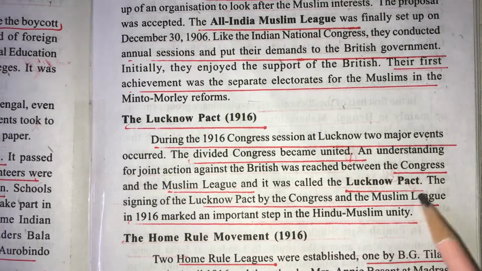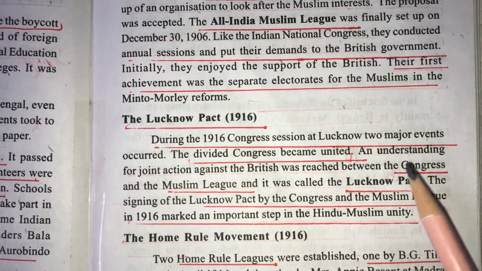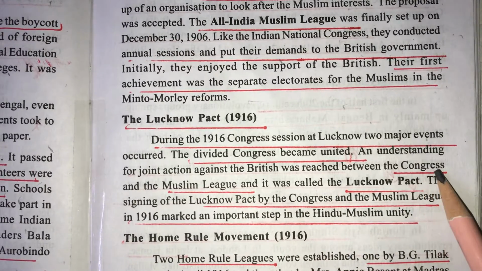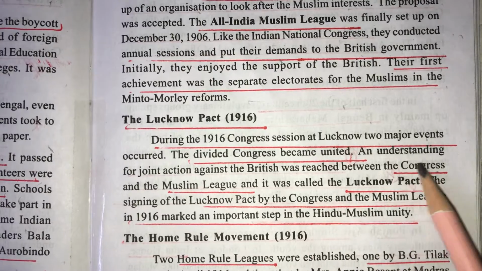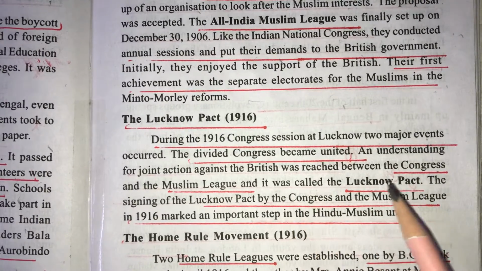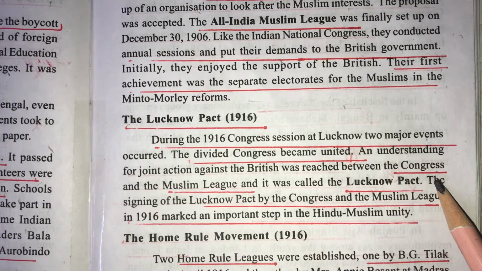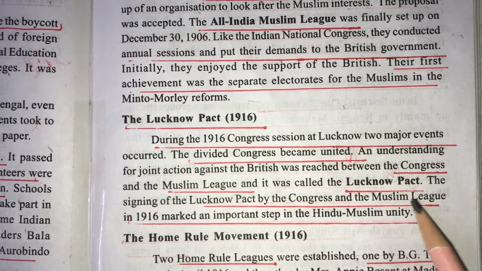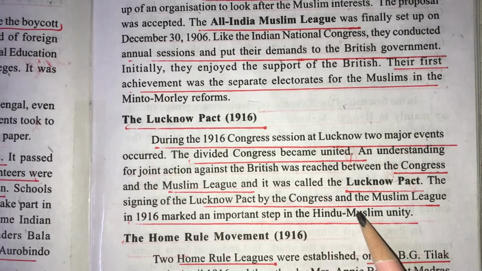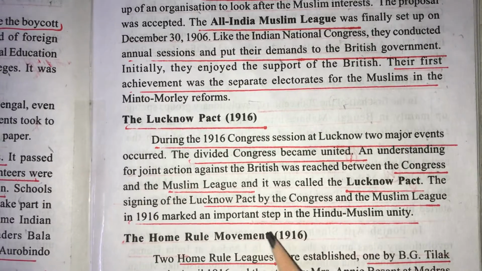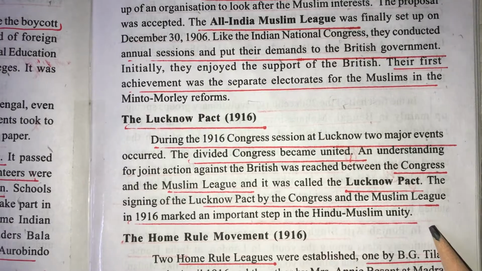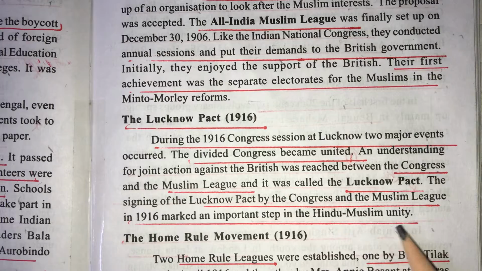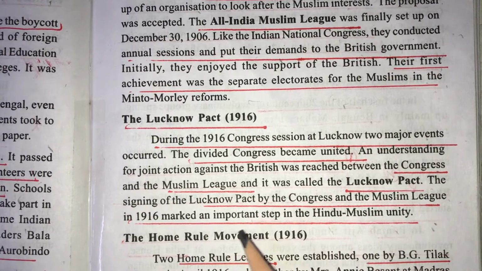What is the Lucknow Pact? During the Congress session of 1916 at Lucknow, two major events occurred. The divided Congress became united, and an understanding for joint action against the British was reached between the Congress and the Muslim League. This is called the Lucknow Pact. The signing of the Lucknow Pact by the Congress and the Muslim League in 1916 marked an important step in Hindu-Muslim unity. So the Lucknow Pact is actually the symbol of Hindu-Muslim unity in the year 1916.